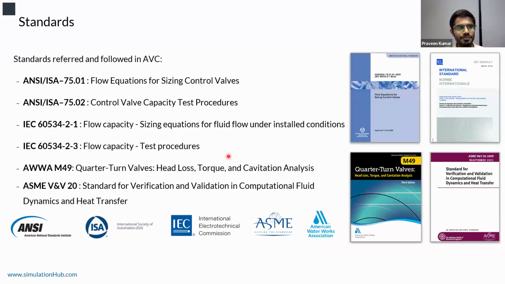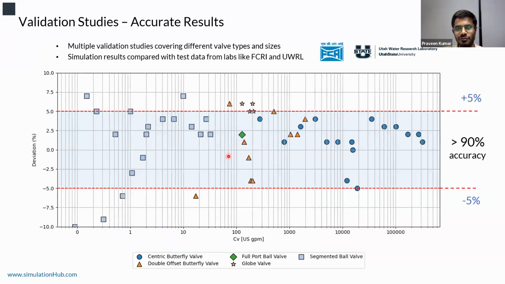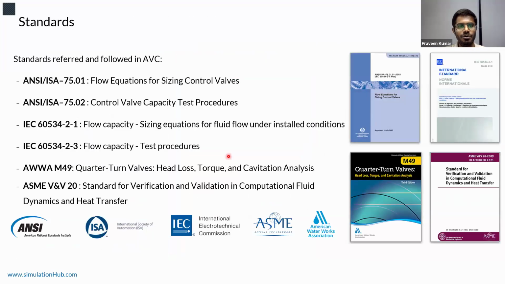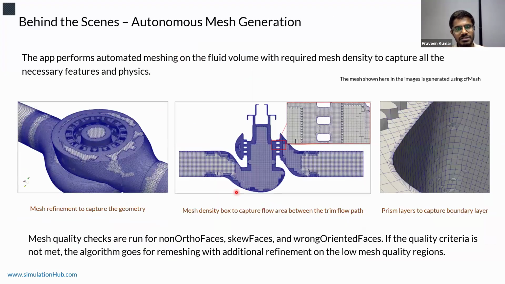So how are we able to match the accuracy, plus or minus 5%? At the back end, we follow all the standards for the test procedure and flow equation formulas, the M49 manual, and on top of it we also follow verification and validation, ASME V&V 20, in terms of meshing, setup, and all numerical aspects. Behind the scenes, the algorithm does all the CAD cleanup, fixes the gaps, and does the meshing autonomously.